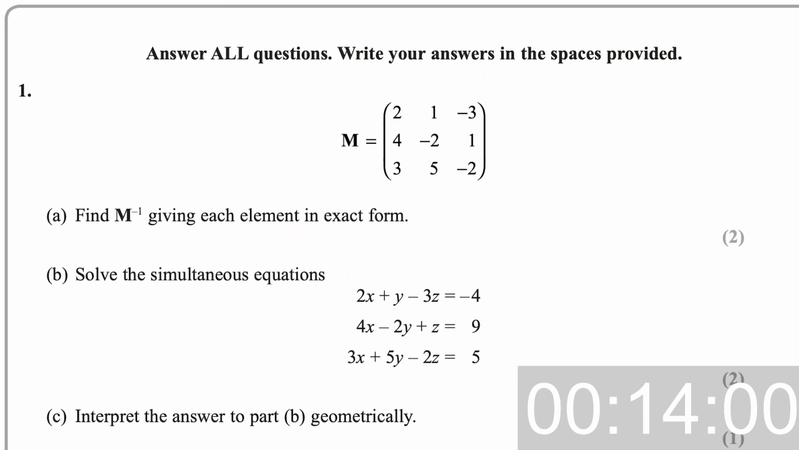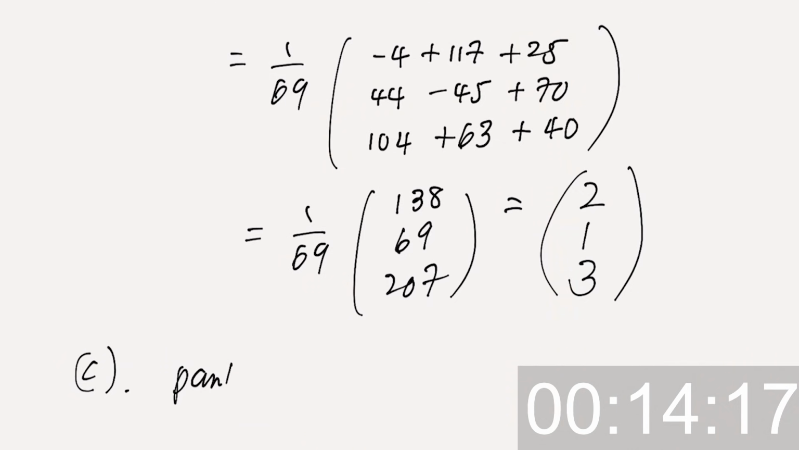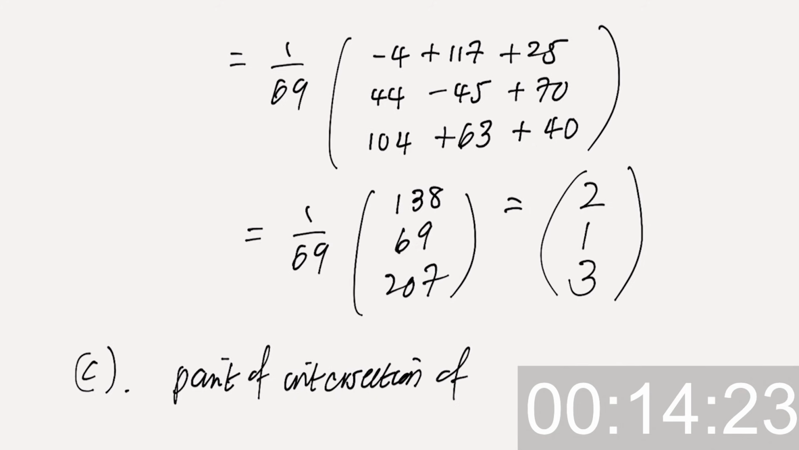Okay, and then interpret the answer to part B geometrically. So that was part B, and so part C is saying interpret this geometrically. So we've got 3 equations of 3 different planes. If we're solving them all simultaneously, it's the point of intersection. So that's the point of intersection of all 3 planes. Fab! Okay, question 2.